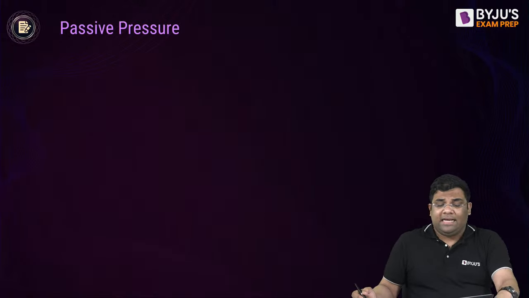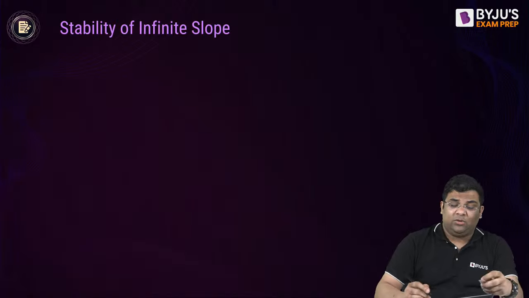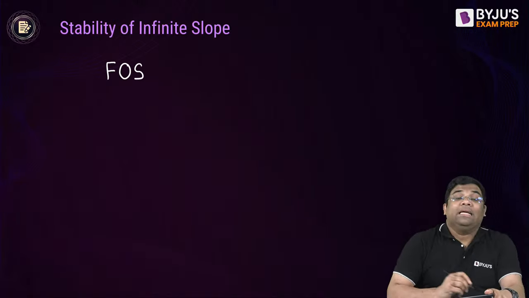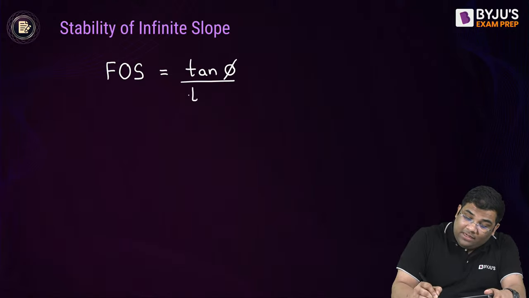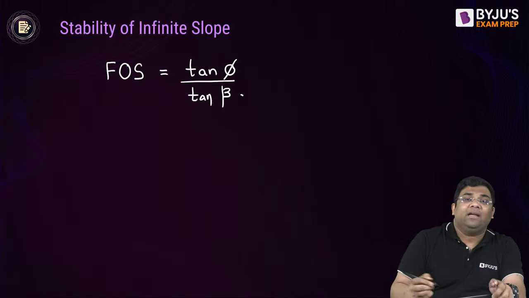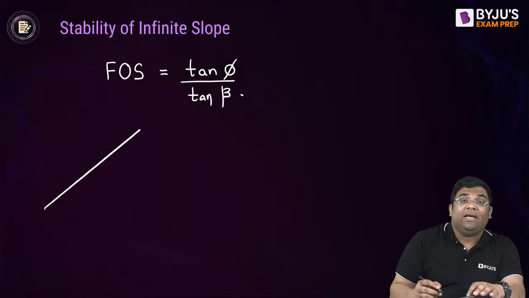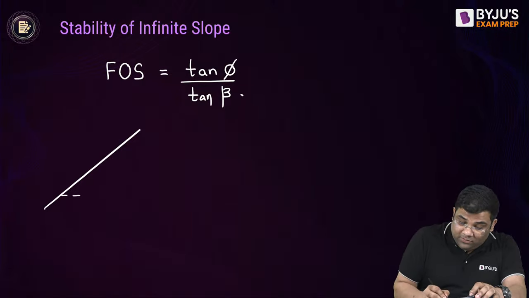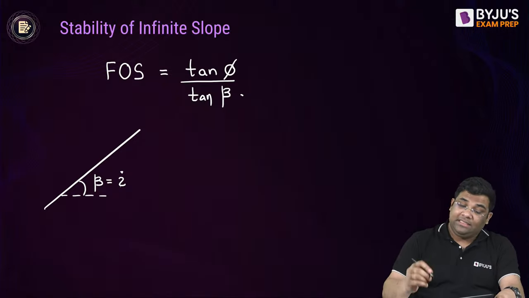Very good. Now the next thing is stability of infinite slopes. In stability of infinite slopes, they mostly ask for the factor of safety. The factor of safety is equal to tan phi by tan beta. Phi is the angle of internal friction, and beta is the angle of inclination of a slope with the horizontal. Suppose we have a very large slope. Sometimes they write beta, sometimes they write i, same thing. So this is the factor of safety.